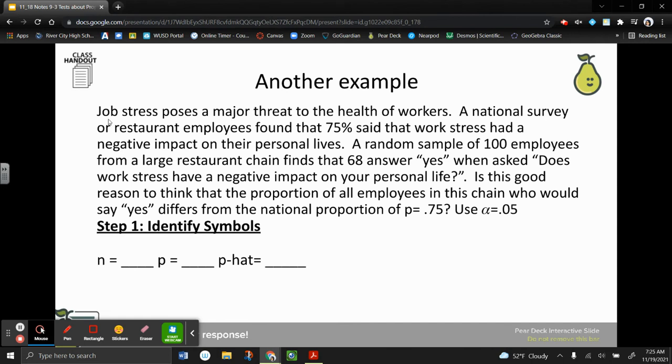All right, so here's another example. I'm not going to read it. I'm just going to start identifying things. So n in this case is our sample size. That's 100. P is what we're believing to be true. That's our parameter. It says 75%, so 0.75. P hat, we have 68 out of 100 say that work stress has a negative impact on their life. So that's 68 out of 100, which is 0.68.